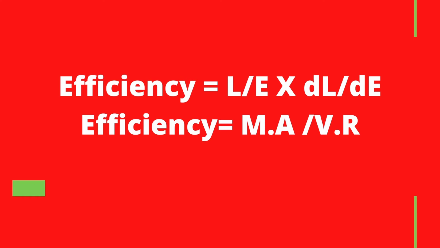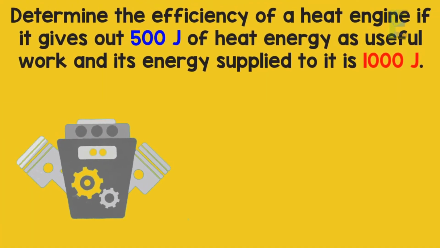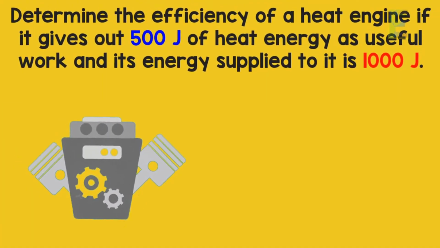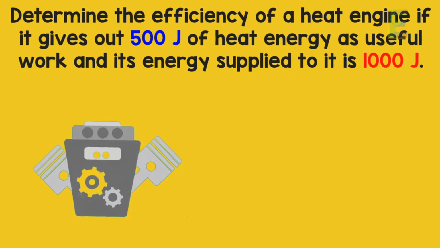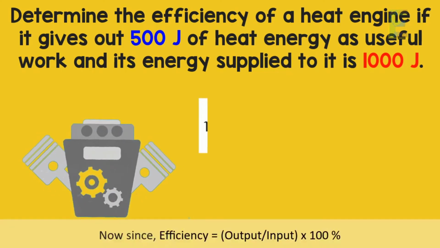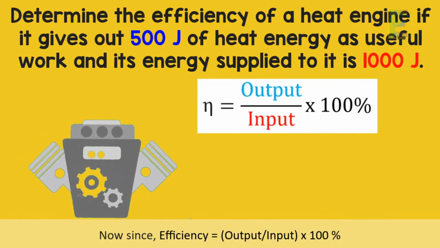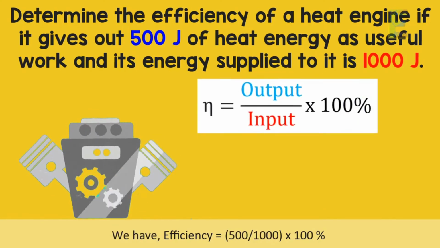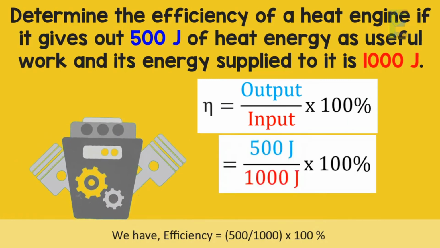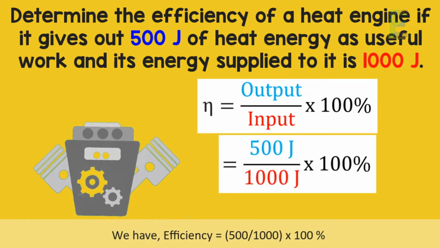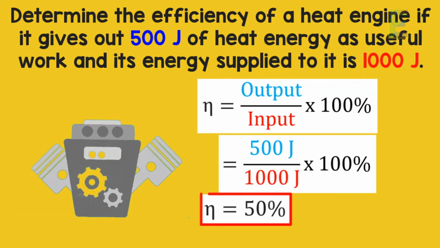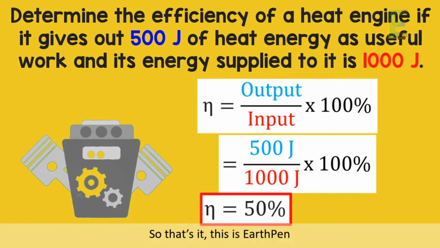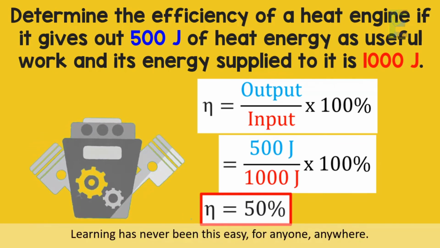Let's consider this example calculating efficiency. Determine the efficiency of a heat engine if it gives out 500 joules of heat energy as useful work and the energy supplied to it is 1000 joules. So we apply a formula that says efficiency is work output over work input times 100. Our output work here is 500 joules, our input work here is 1000 joules, and then we multiply by 100. That gives us an efficiency of 50%. So this machine, the useful work that can be done is just 50% efficient. You see, the other 50% has been used against friction and heat.